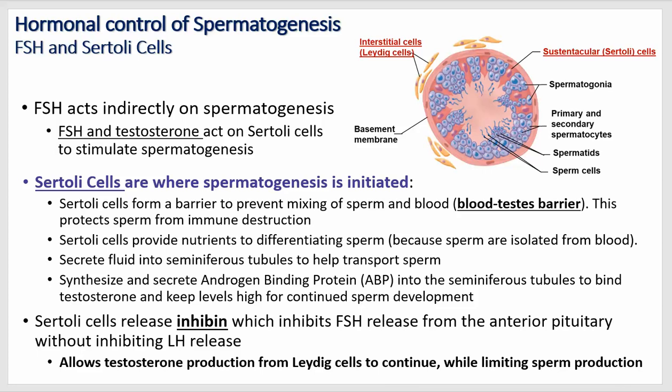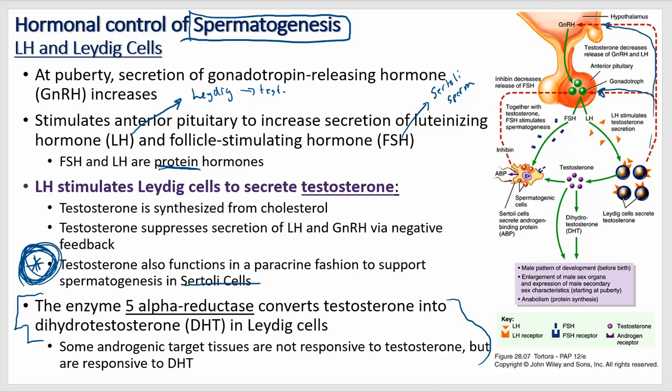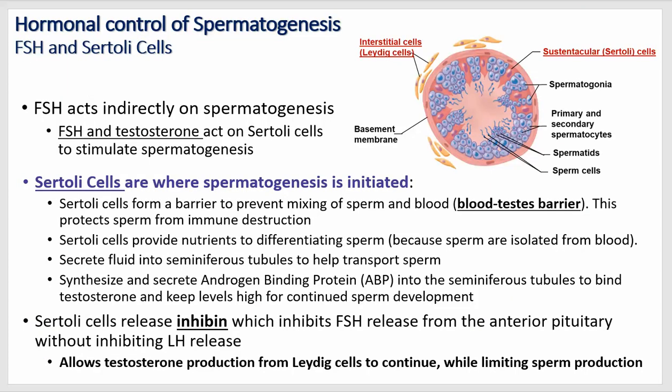So we just mentioned the Leydig cells and the LH. So let's talk about FSH and the Sertoli cells. So follicle-stimulating hormone acts indirectly on spermatogenesis. So follicle-stimulating hormone and testosterone act on Sertoli cells to stimulate that spermatogenesis. So Sertoli cells are doing it.